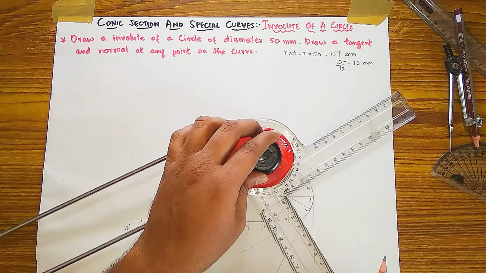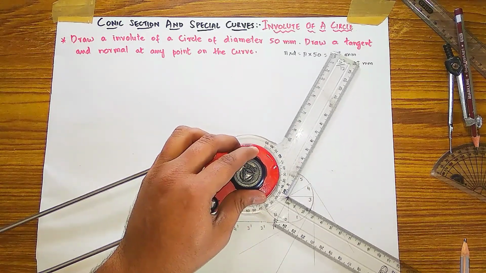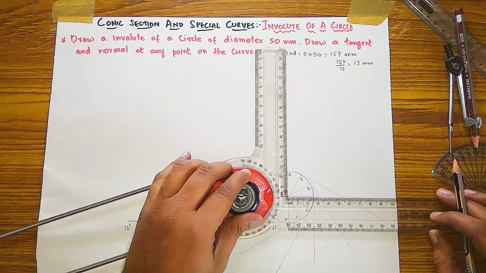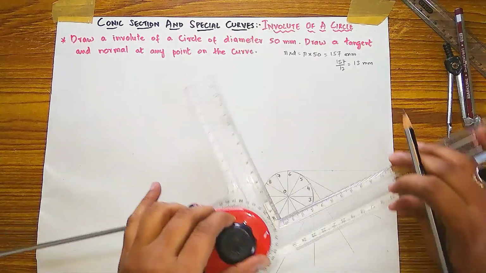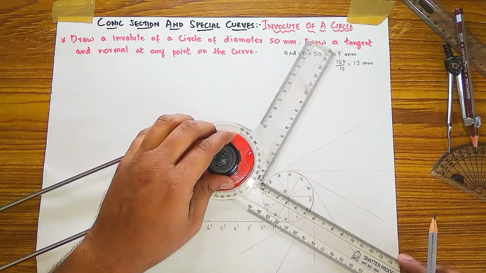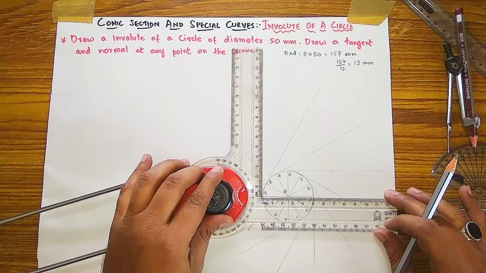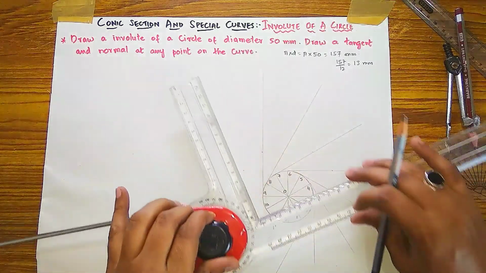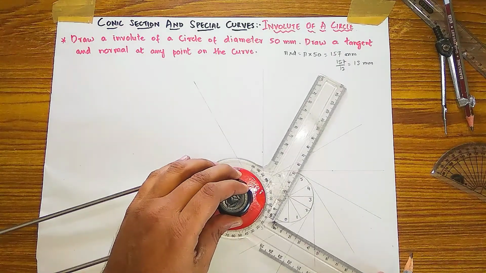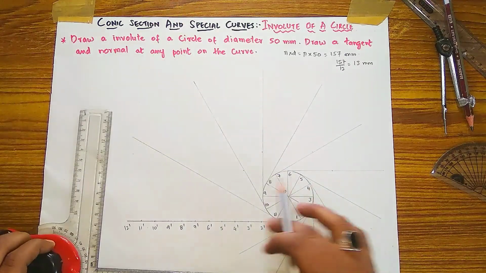And from 4, then from 5, 6, and from 7, then 8, 9, 10, and the last, 11. The last one, 12, is already done.